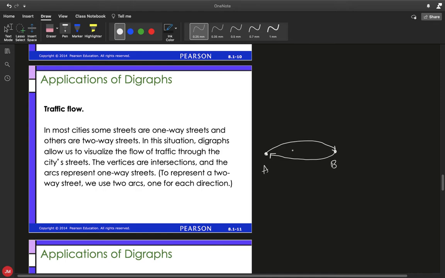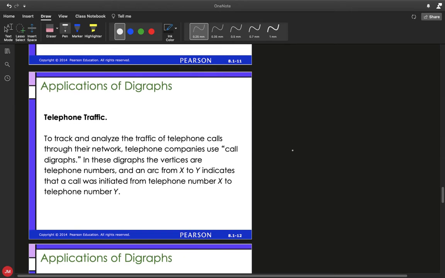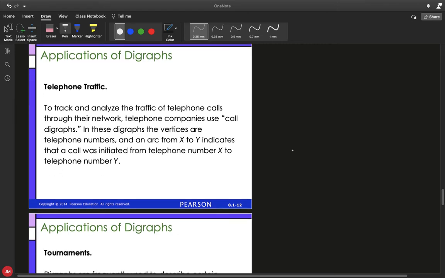So a lot of times you can use digraphs to represent traffic flow in cities based on whether or not the streets are one-way or two-way. Another application would be telephone traffic. When you're wanting to track telephone calls, someone has to start the call, and then someone else has to answer the call. It's not as if you are necessarily having two at the same time, but you could represent the calls as a digraph. Person A called person B, that would be from A to B.